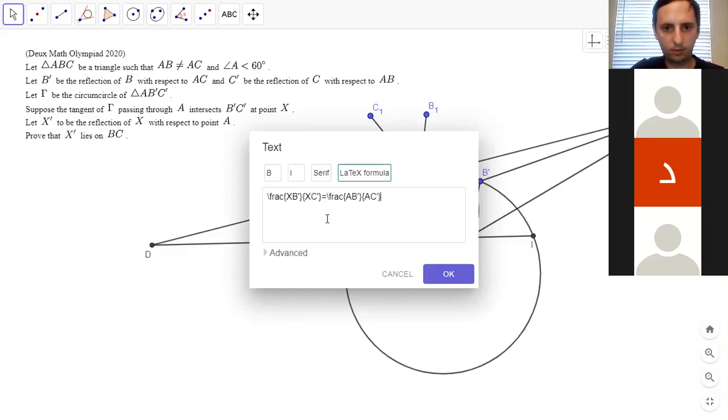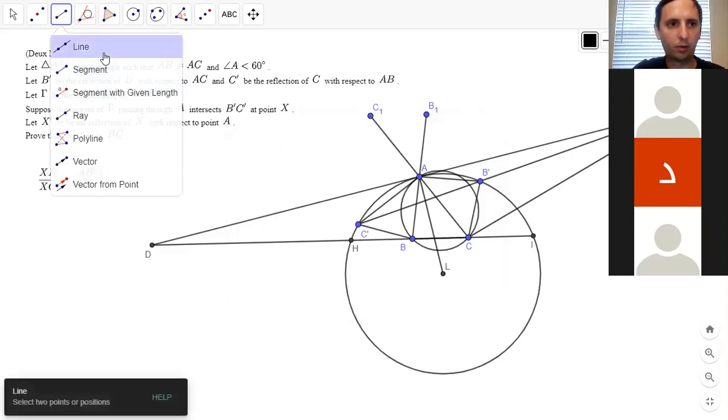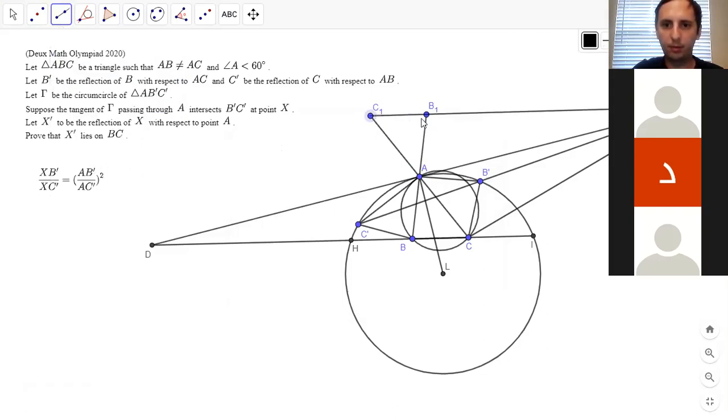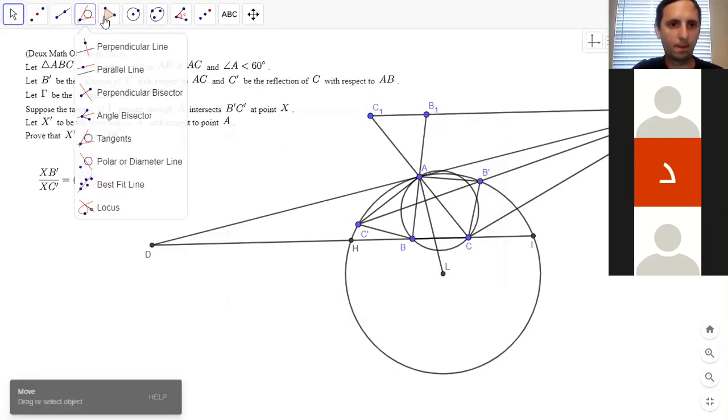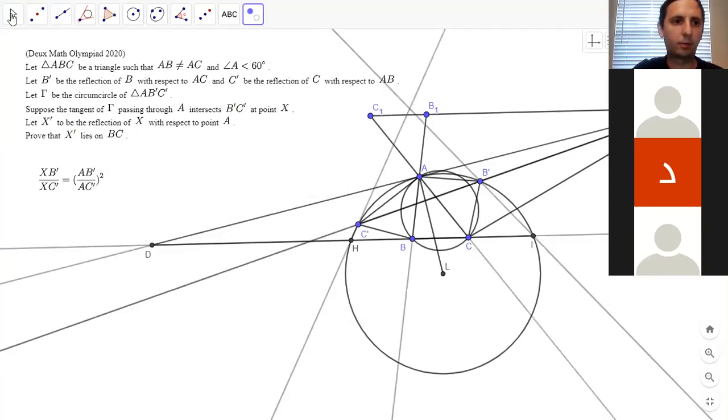So now we let B1 and C1 cut B'C'. You want to draw B1C1 and see where it cuts B'C'? Yeah. At a point, let it be Y. Or could I call it X'? Okay, X' is okay.